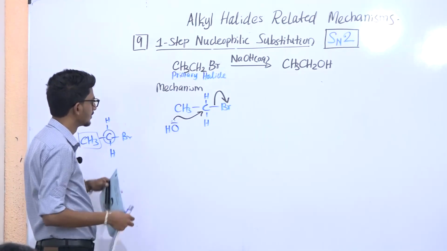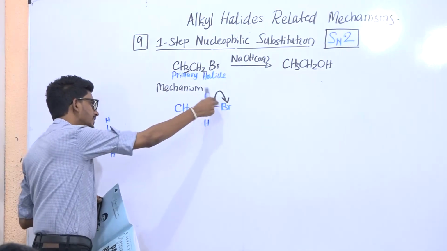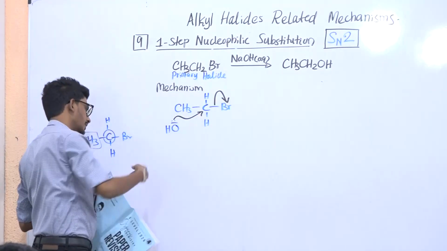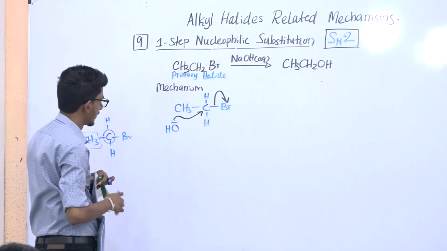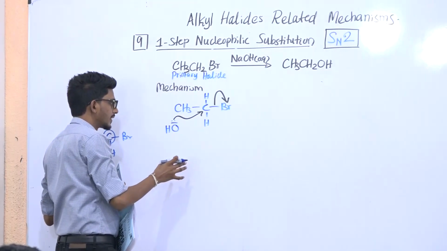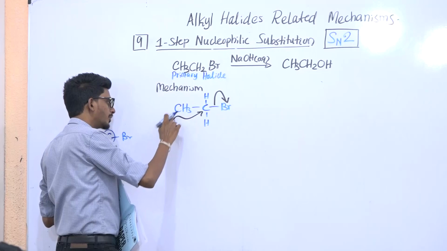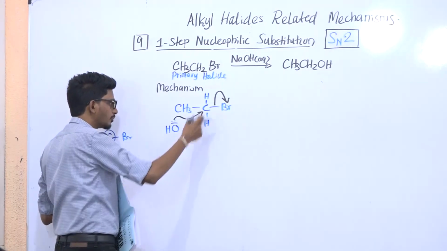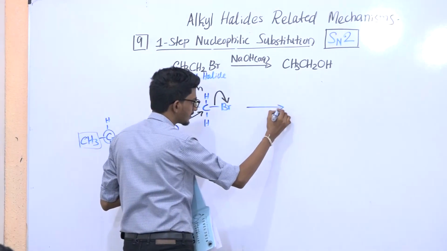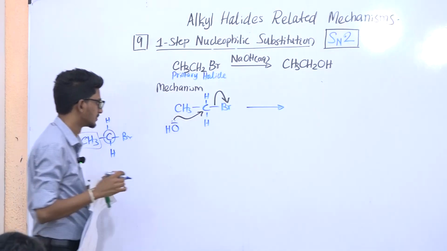When it comes to the two-step mechanism, first the leaving group leaves and then the attack happens. Two steps are there. But with the one-step mechanism, both the forming of the bond as well as the breaking of the bond happen at once in one single step, right?